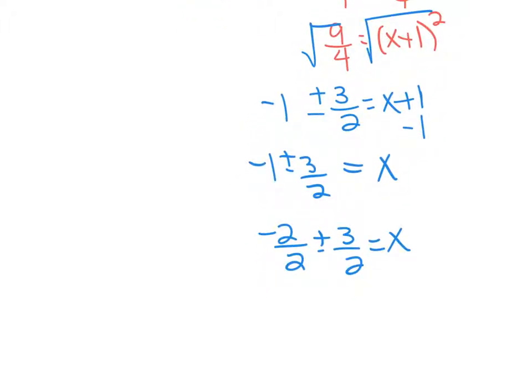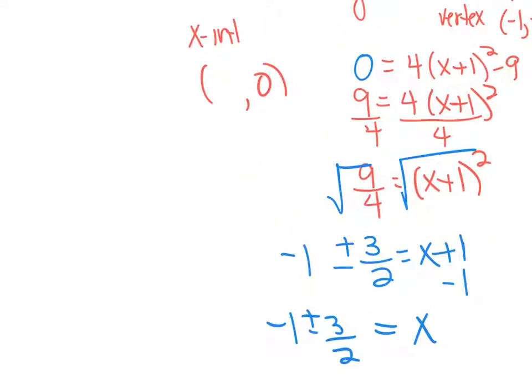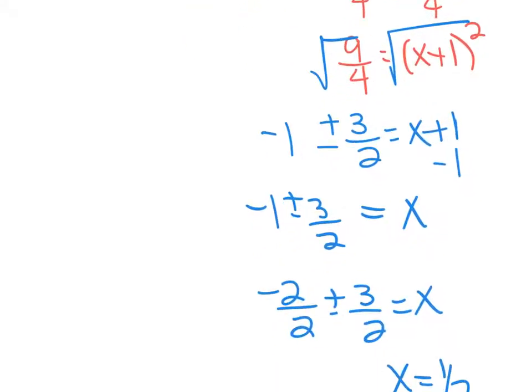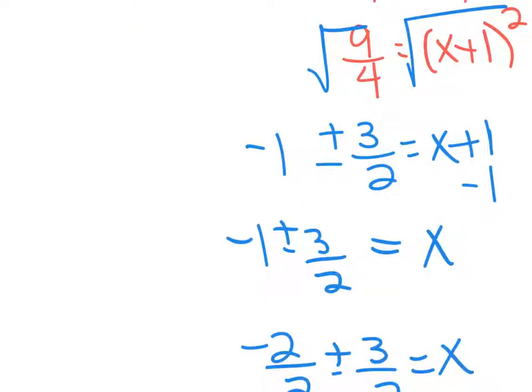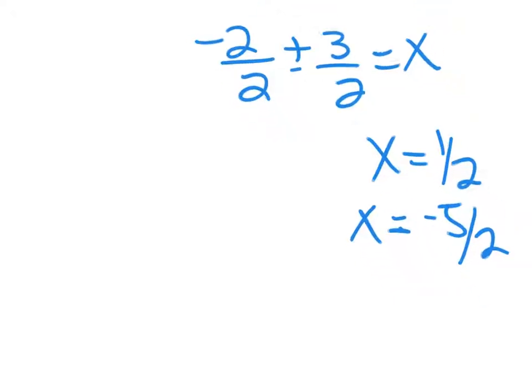So -2 over 2 plus 3 over 2 gives me 1 over 2. -2 over 2 minus 3 over 2 gives me how much? Negative 5 over 2. So what does this mean? Oh, wow, we have two x-intercepts. So we'll go back here and put in what was the first one, 1 over 2. And the other one is negative 5 over 2, comma, 0. Okay, that's how you would do those.